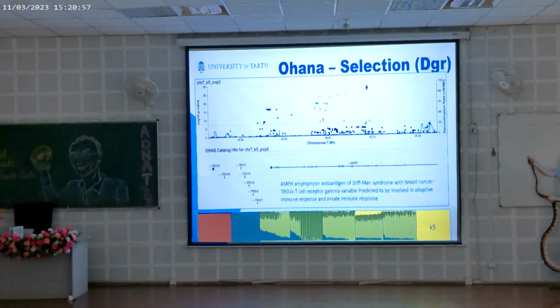So, for instance, I have a lead somewhere in this AMPH gene, which is linked with Stiff-Man syndrome and with breast cancer. I don't know if that's relevant or not yet. Even though, as you may see, it's not the perfect fit in the cluster, on the other hand, it's nearby. So we have some genes which are involved in the adaptive immune response and the innate immune response. So maybe it could be something, maybe some cis-acting things that are relevant. I will need to see more about it.